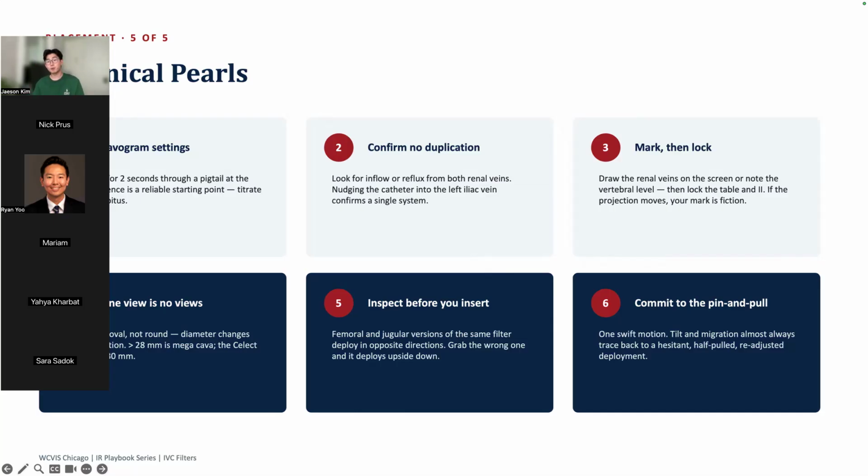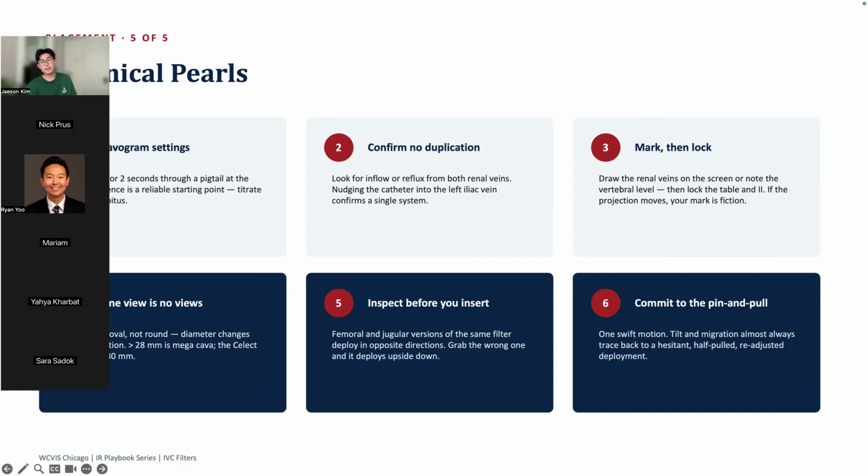The second is to double check that the patient has a single normal vena cava and not a duplicated one, by looking for blood flowing in from both sides of both renal veins. The third is that idea of marking your target and locking everything in place, which is worth repeating because it's a step that people often forget.